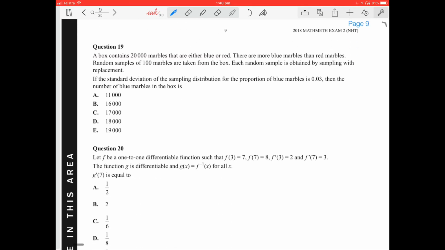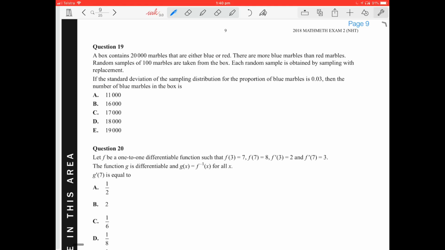Okay, a box contains 20,000 marbles, either blue or red. There are more blue marbles than red marbles. Samples of 100 marbles are taken from the box. Each sample is obtained by sampling with replacement. If the standard deviation of the sampling distribution of the proportion of blue marbles is 0.03, then the number of blue marbles in the box is.